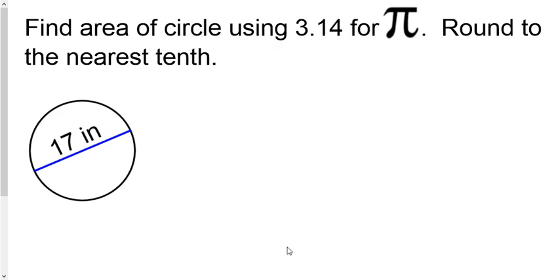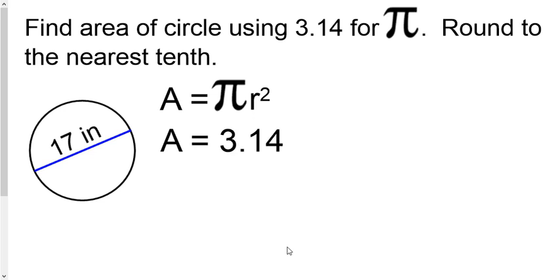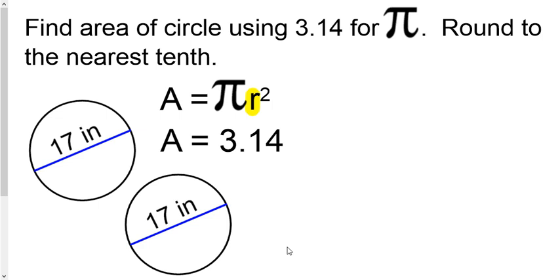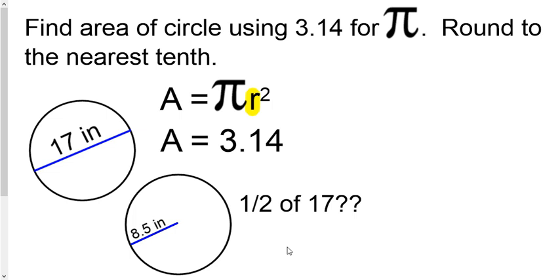The other thing that they like to do is give you the diameter of a circle, and you can see here that we've got 17 inches. And you know, we're still going to use 3.14 for pi, but the 17 inches is all the way across the circle, so let's make a copy of that circle. And what's half of 17? You'd say 17 divided by 2 is 8.5, and that would get you halfway across the circle.